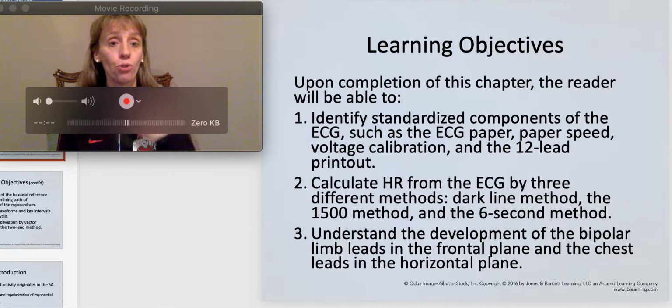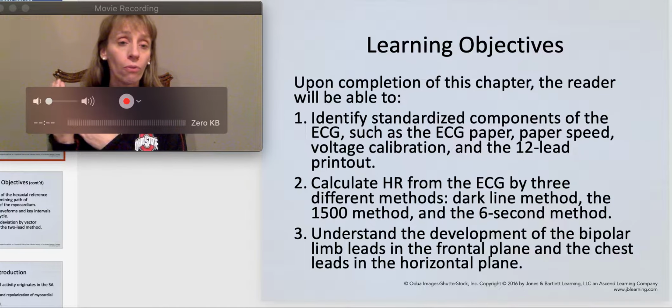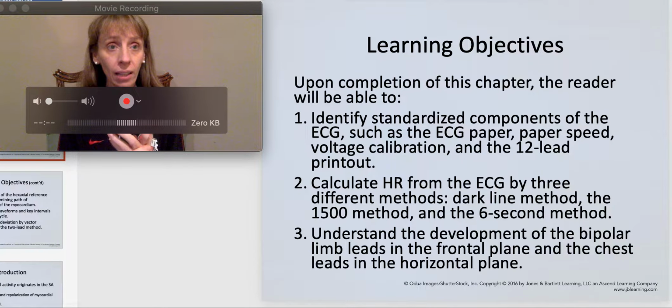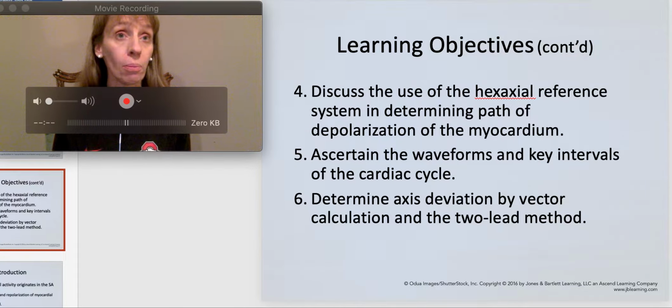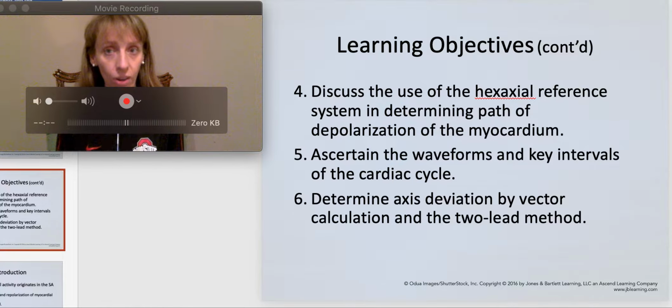The second thing we want to take a look at is understanding where the 10 electrodes go on the chest that produce 12 different views. So 10 electrodes giving us 12 views or 12 photos. 6 of them will be in the frontal plane and the other 6 will be in the horizontal plane. So understanding the frontal versus going right through that horizontal transverse plane. Understanding really where those electrodes are placed and why they're placed where they are to give us a different angle of the heart.